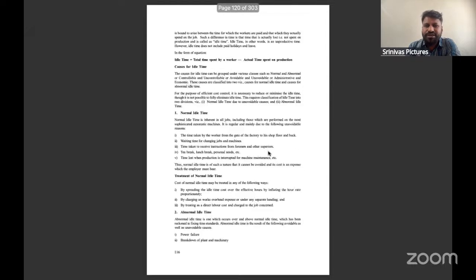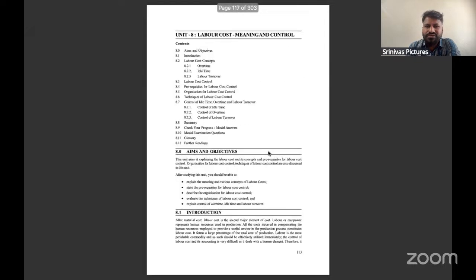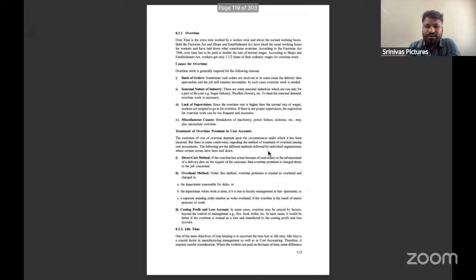Okay, labor turnover. Sorry, wait. Treatment of overtime premium in cost accounting. Directly, we are going to take the direct cost method and the overhead method. So for the treatment of overtime premiums, we calculate using the direct cost method and the overhead method. While explaining the problems, I'm going to explain it.